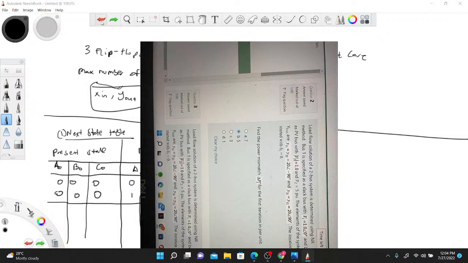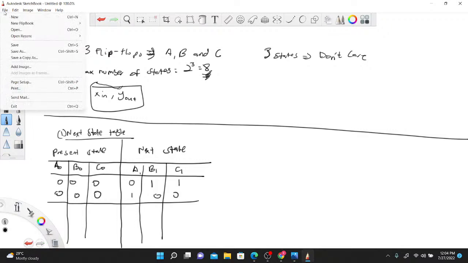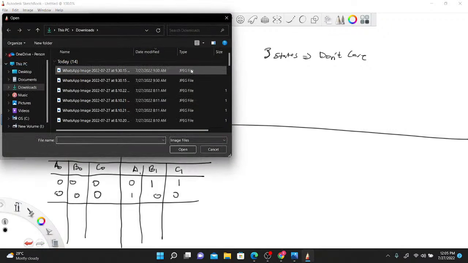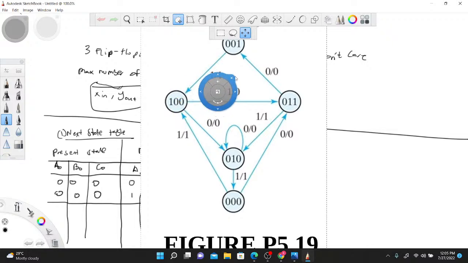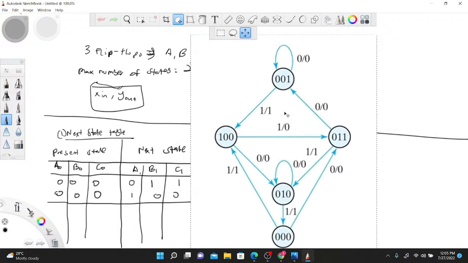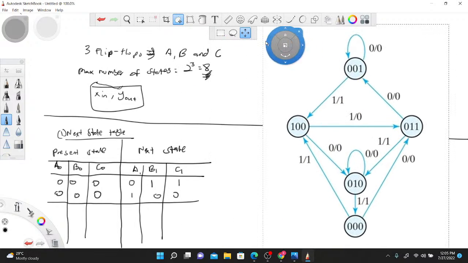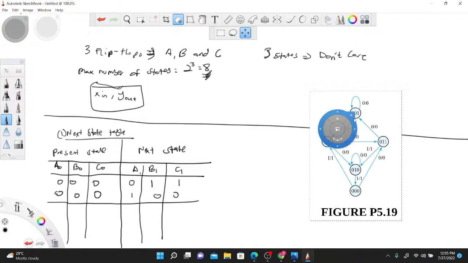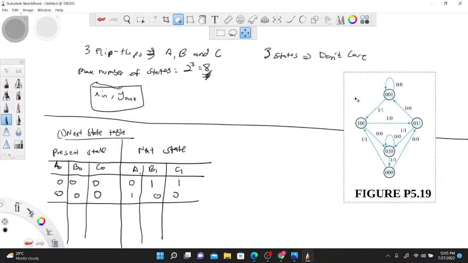Gosh. Let me get the correct image. Beautiful. I hope you can see it.